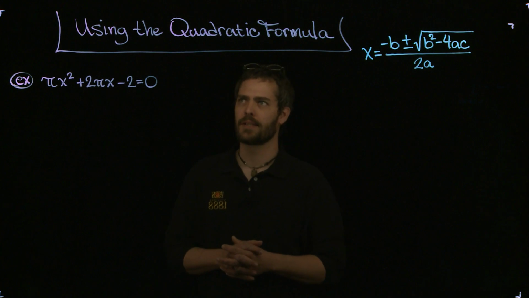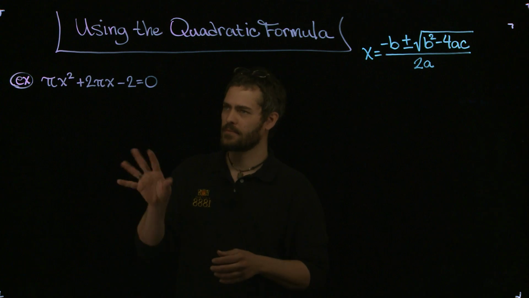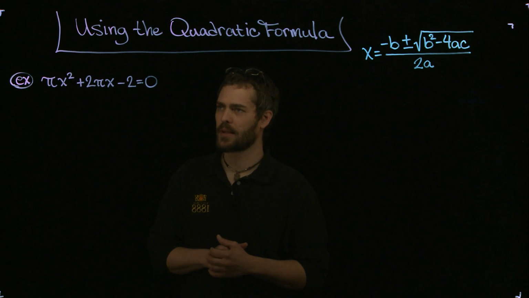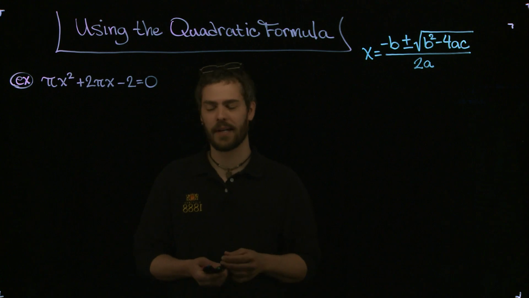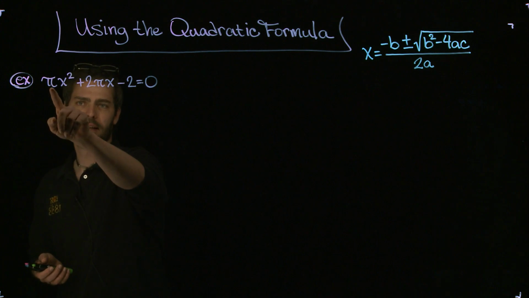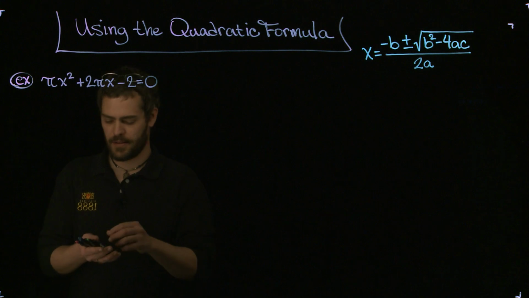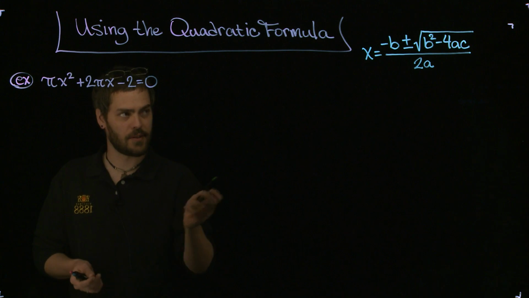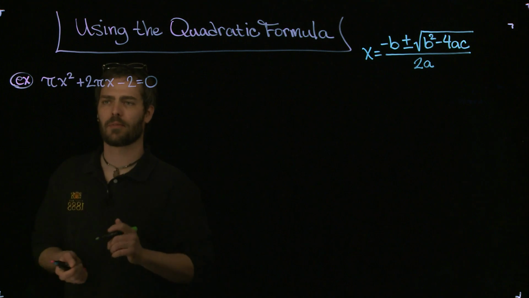Well, here's another example of using the quadratic formula where we have some a little bit more complicated terms. But the quadratic formula still applies. We can still use it. So let's check it out in this case where we have a pi as the leading coefficient. There's a 2 pi as the middle term. And just to show you that you can use this for really anything that is the standard form quadratic equation.